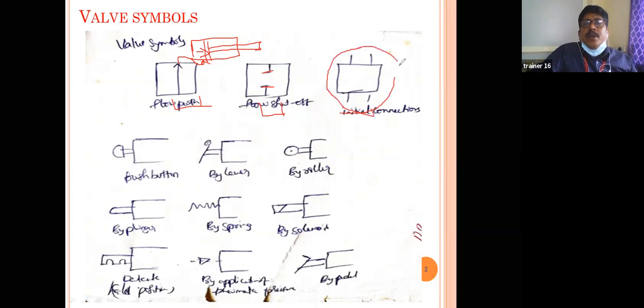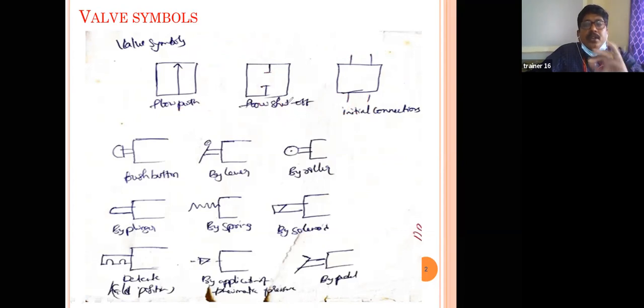For example, here, how many ports? 1, 2, 3, 4 ports. Depending upon that, maybe 4 ports are there, 5 ports are there, or 3 ports are there. Initial connections. So again, I'm repeating for all of you clearly. This is very important. If you understand this, then you can go for the pneumatic circuit diagrams and hydraulic circuit diagrams, and you can easily understand. Otherwise, it's very difficult. All of you listen carefully.